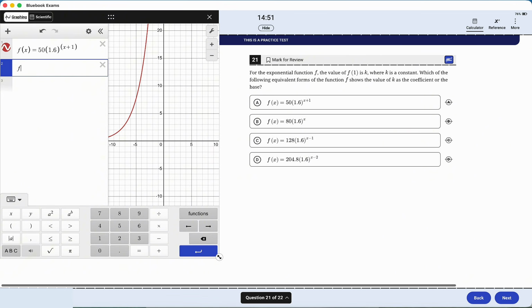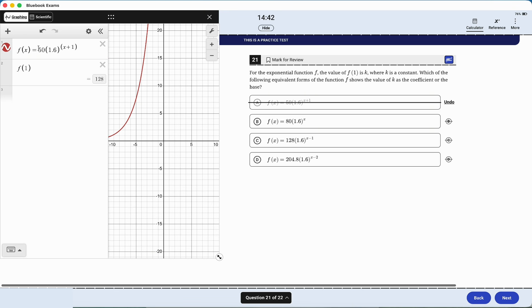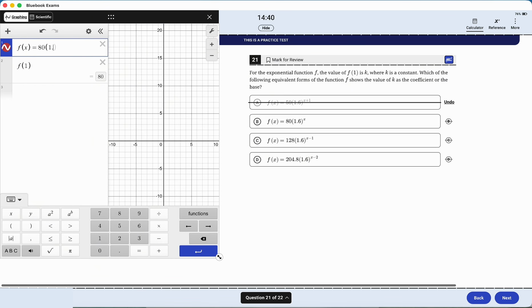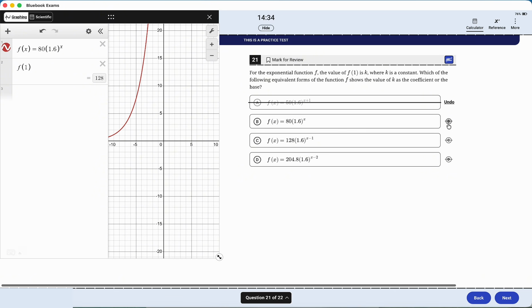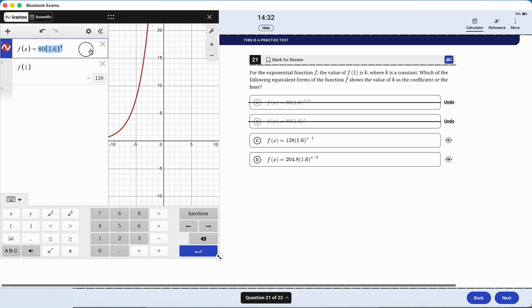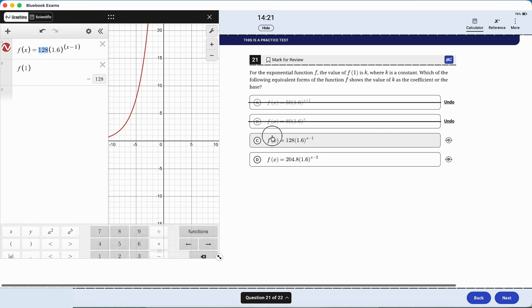But you see, I'll type in a, and then I'll find f of 1. So f of 1 is 128. Now 128 is not any of these numbers in this equation, so it's not a, right? So then we go to b. B is 80 times 1.6 to the x. We get 128 again. 128 is not any of these numbers in the equation, so it's not b. Then we try c. C is 128, and then it would be 1.6 to the exponent x minus 1. Yeah, 128 is the leading coefficient here, so that's the one, right?